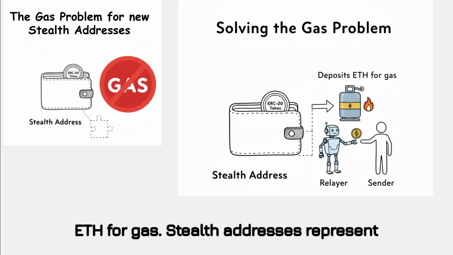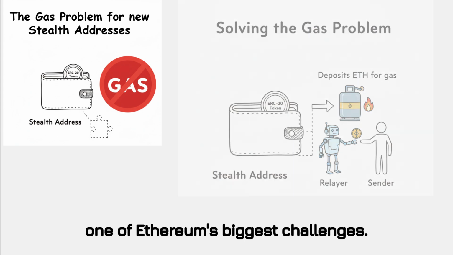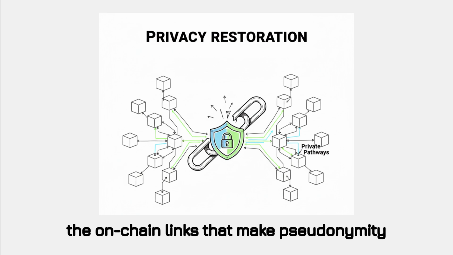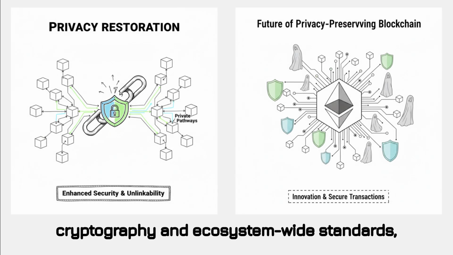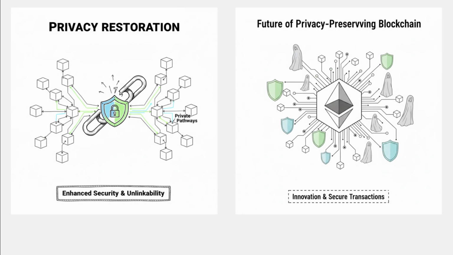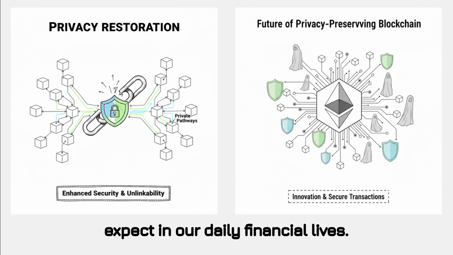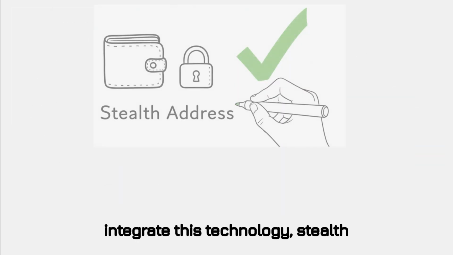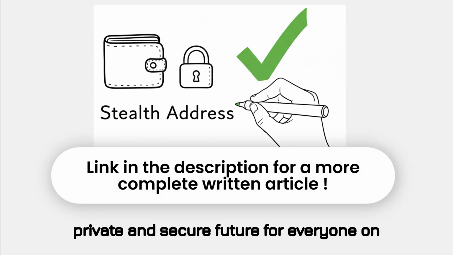Stealth addresses represent a powerful and lightweight solution to one of Ethereum's biggest challenges. They restore recipient privacy, breaking the on-chain links that make pseudonymity so fragile. By leveraging elegant cryptography and ecosystem-wide standards, they allow us to interact on public blockchains with the confidentiality we expect in our daily financial lives. As wallets and dApps continue to integrate this technology, stealth addresses are paving the way for a more private and secure future for everyone on-chain.